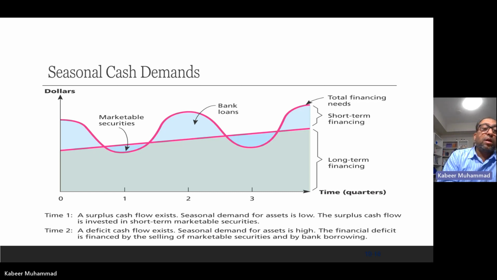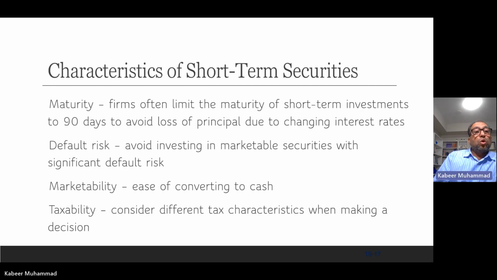And that's the best thing, that we do not keep any idle cash. We invest it if there is a surplus. And if we are short of that, we can borrow short term from our financial institutions. Maturity: firms often limit the maturity of a short-term investment to 90 days to avoid loss of principal due to changing interest rates. And default risk: avoid investing in marketable securities with a significant default risk. So we have to avoid those. Marketability, ease of converting to cash, and taxability.